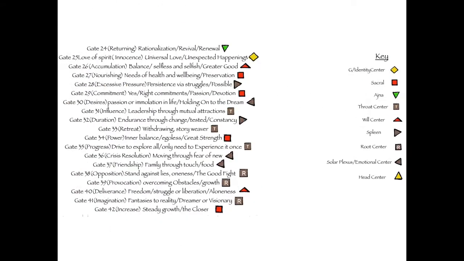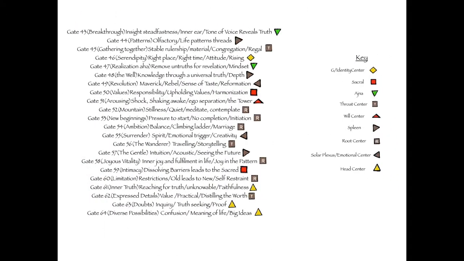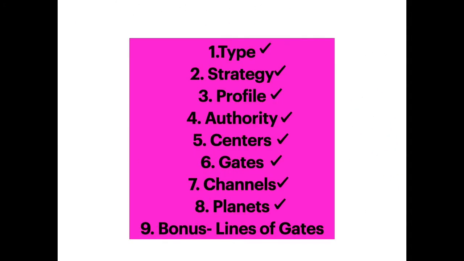So we've come to the part where we've done pretty much everything, but I'm going to add one more thing, and it's a bonus that I'm adding just to give you even more of a dimension on each different gate. Because we didn't talk about the lines that each gate is in. So you have the planet that they're in, you also have the gate, and then you're going to have the line they're in. So let's talk about that. And then after we do that, we'll do a sample chart and put everything together.